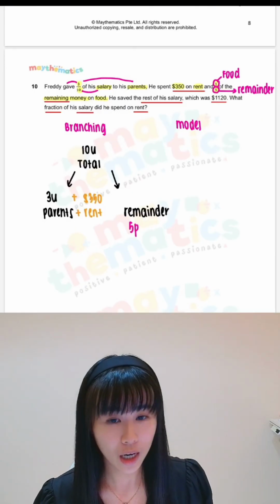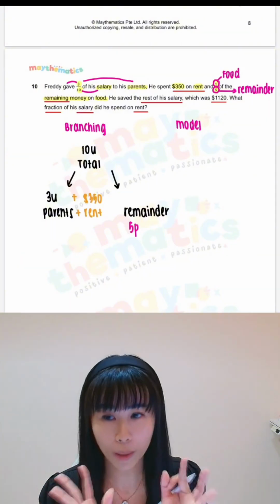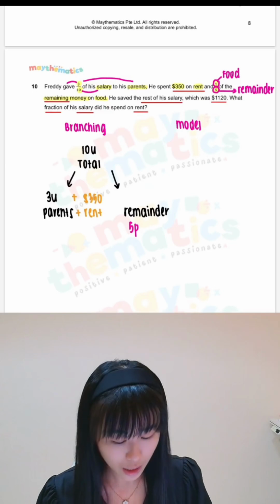I will show you branching, then I show you the model. Then it will make more sense to you. Maybe branching looks a bit alien now, but after you connect the dots with the model way, I think you all will understand this. This is primary 5.